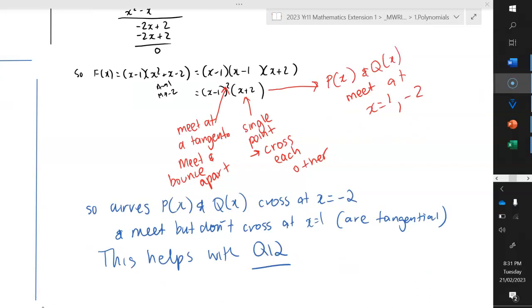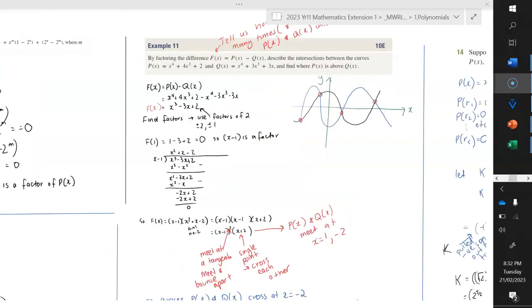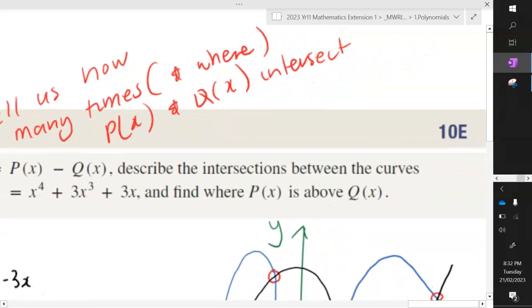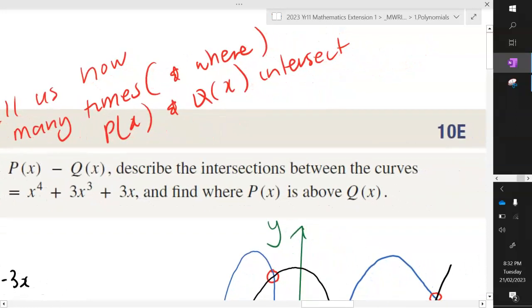So the curves P of x and Q of x cross at x equals minus 2 and meet but don't cross at x equals 1 as they are tangential. And that helps us explain what's happening with curves without having to draw both curves. Now if we just go straight back up to the question and have a look what it actually wanted us to do, what it wanted us to do was find where P of x is above Q of x.